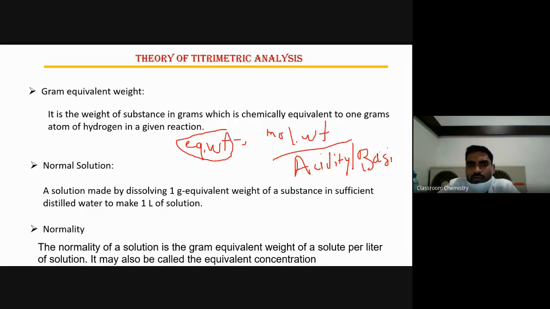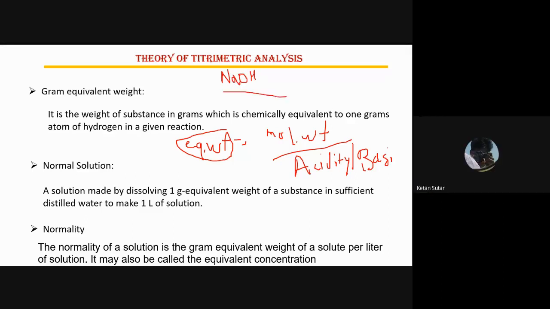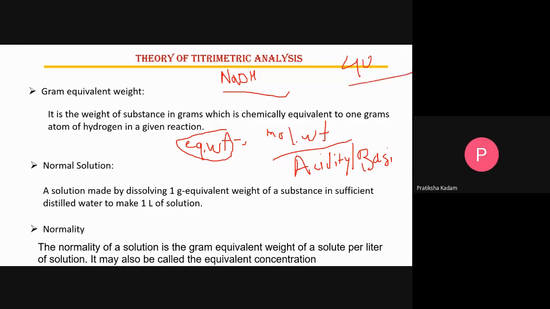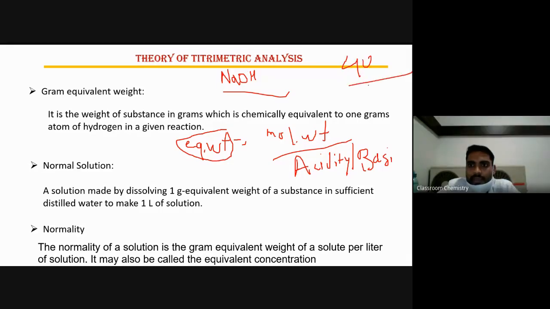If we calculate the equivalent weight of an acid, then take molecular weight divided by basicity, and if we calculate the equivalent weight of a base, then take molecular weight divided by acidity. For a base, take acidity. For an acid, take basicity. Here our example is NaOH. Is NaOH an acid or a base? Base. What is the molecular weight of NaOH? 40. Divided by, since it is a base, acidity.